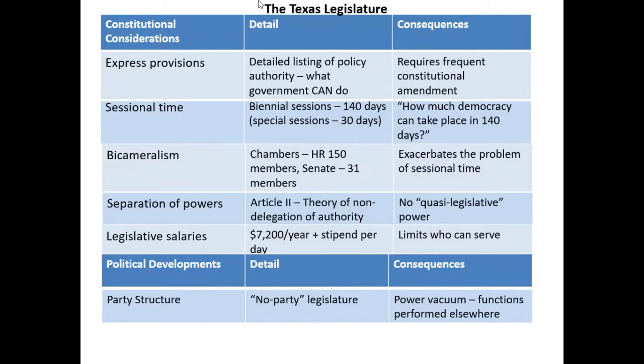Now, when I say that the Texas legislature has historically been a no-party legislature, I do not mean to suggest that you don't have Democrats and you don't have Republicans in the Texas legislature. You do, and you have had. But the party caucuses in the Texas legislature have, up until now, maybe very recently we've seen some changes, been dysfunctional.